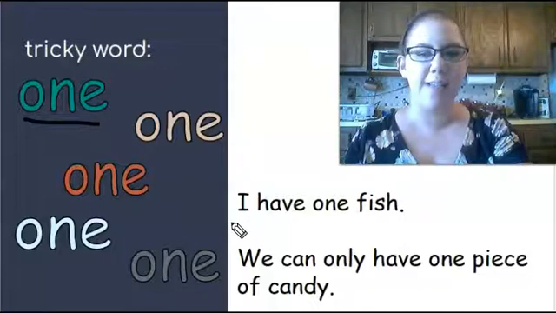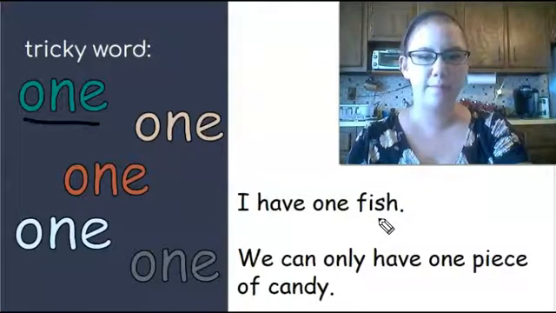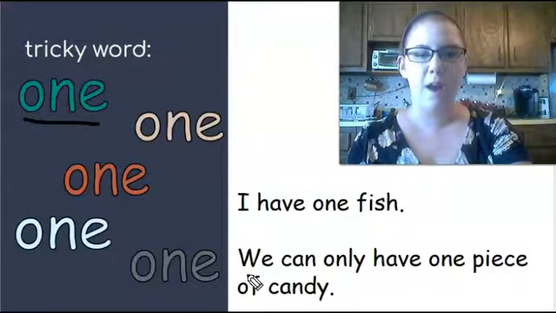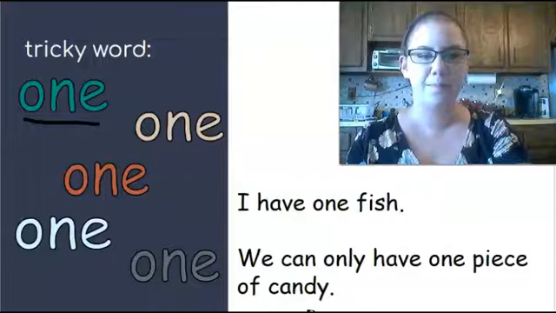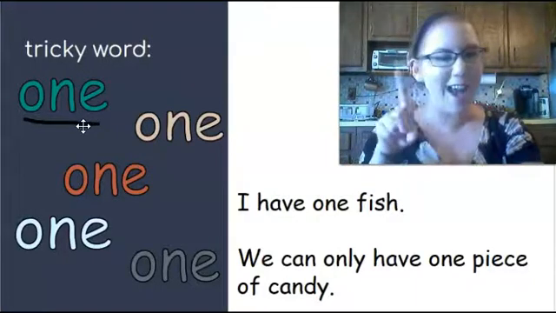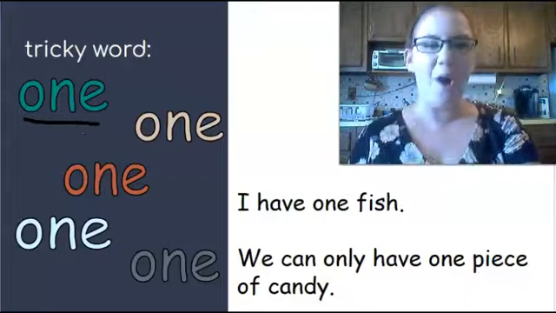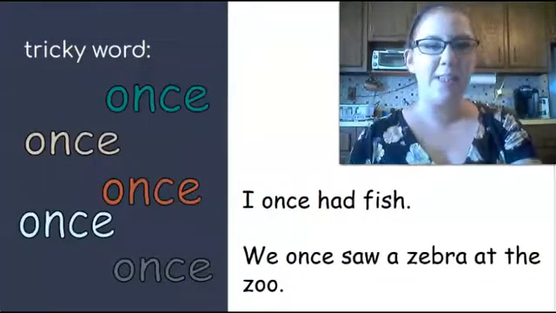Repeat the sentences after me. I have one fish. We can only have one piece of candy. What is this tricky word again? One. Say it one more time. One. Very good.